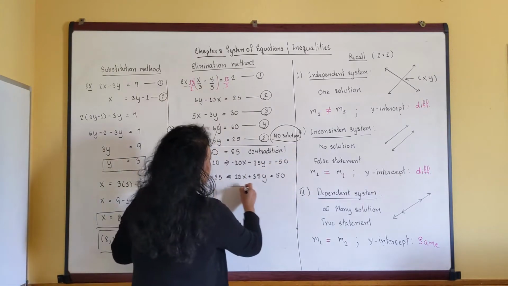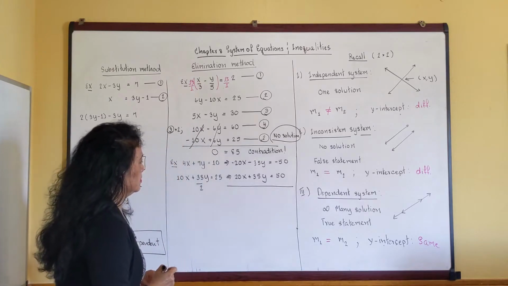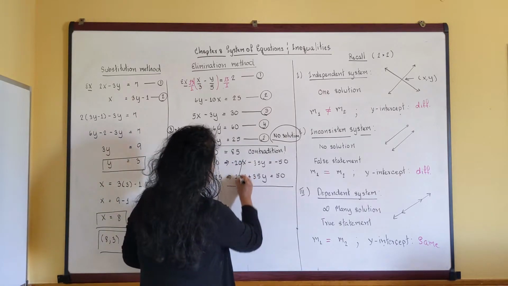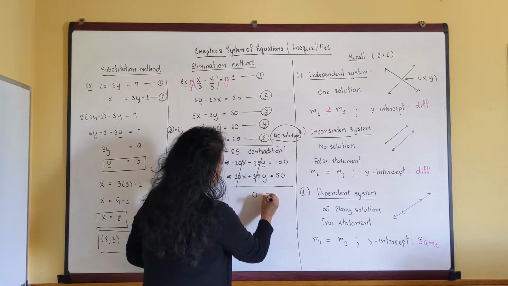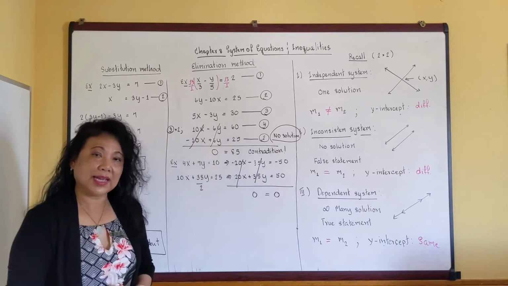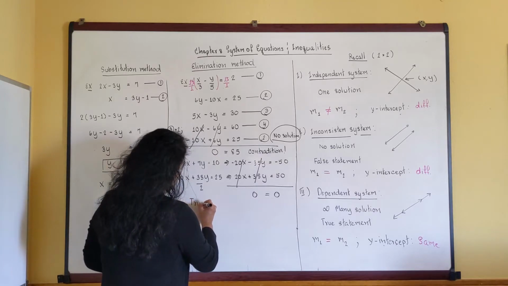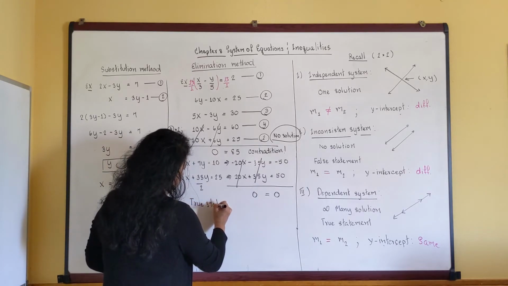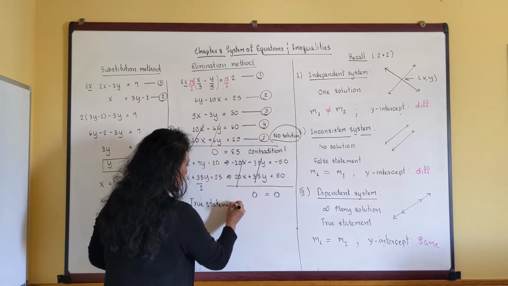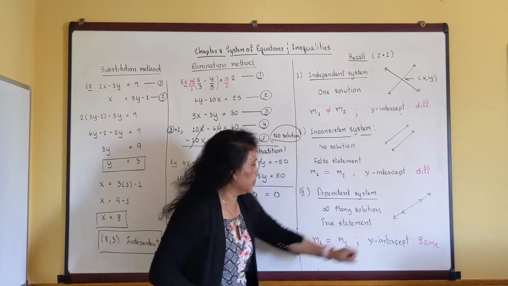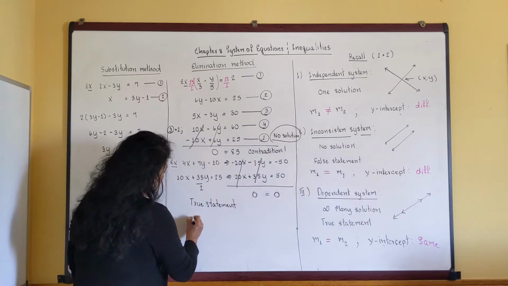So I'm going to combine these two. What do I have? Cancel, cancel, 0 equal to 0. It's true, right? 0 equal to 0. So this is a true statement. It means that it's on the same line, infinitely many solutions.